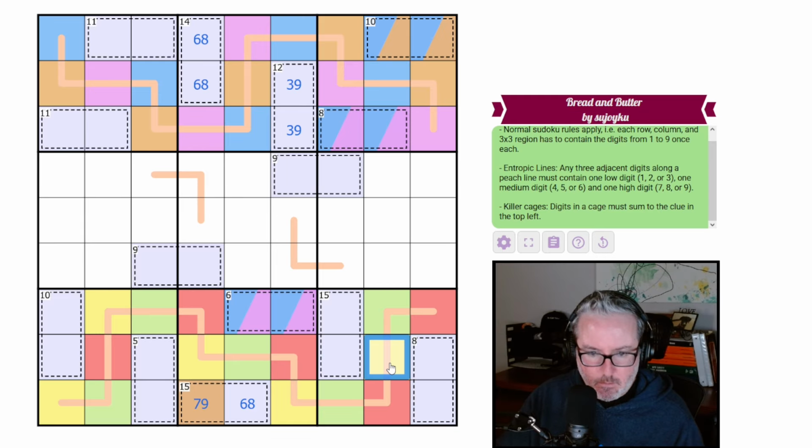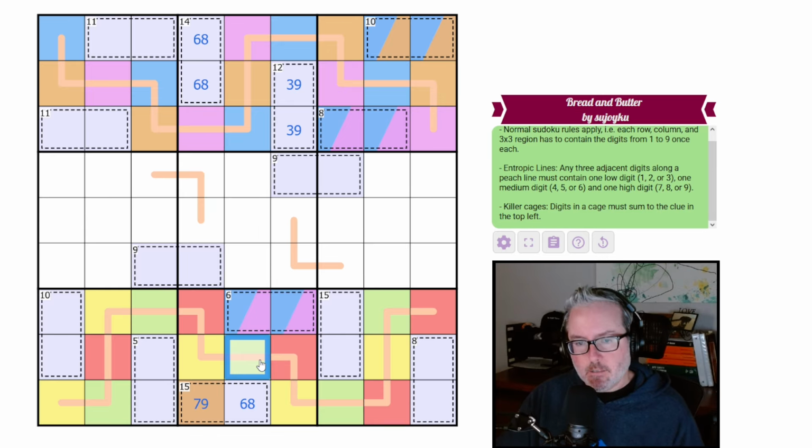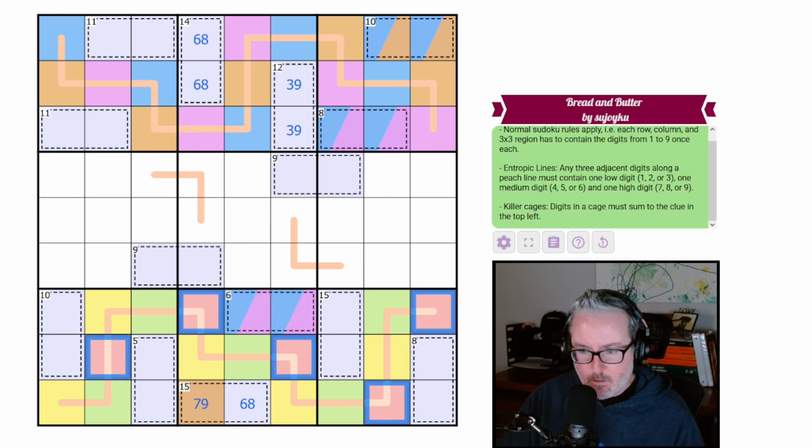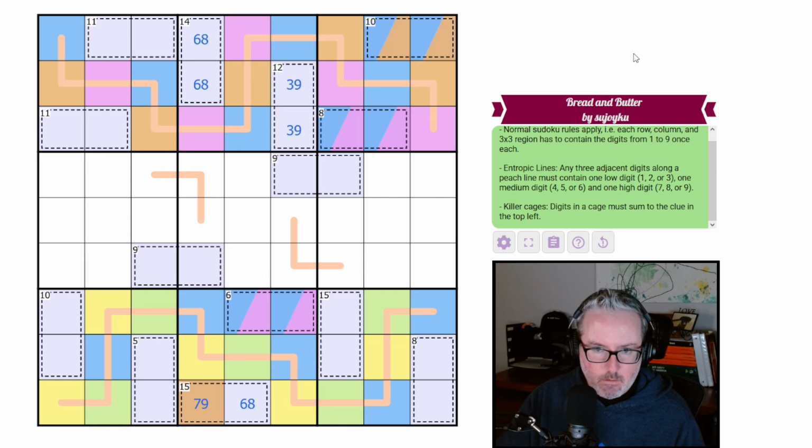Again, oh wait, now we can correlate. Yellow can't be low either. Okay, so we know green isn't low from this. We know yellow can't be low from this, because how would you put 2 more lows into this region? You can't. So red is low. There's that. Now, let's see what else we can do here.